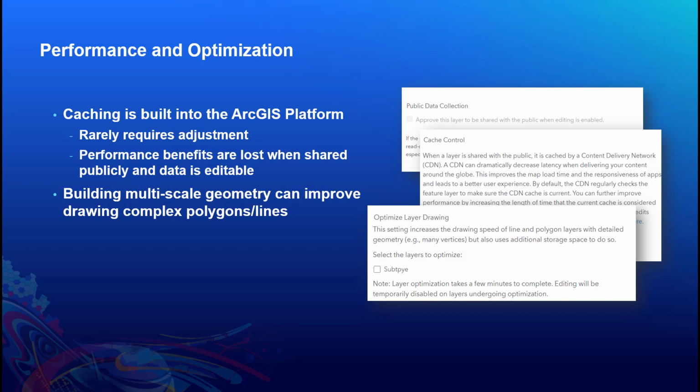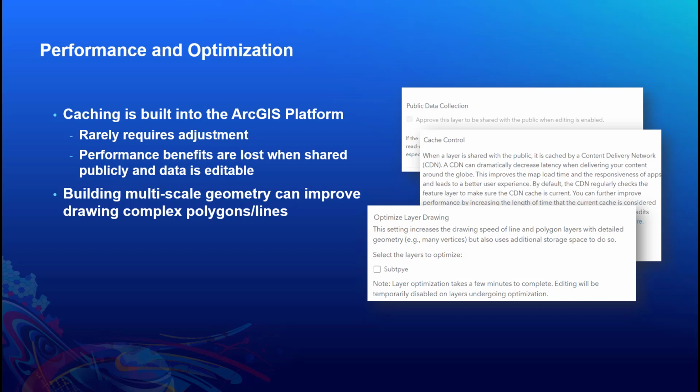And so we do have a new setting on the feature layers item page where you actually have to approve the layer to be shared to the public when it's editable, just to kind of force that extra checklist and steps to make sure that you don't accidentally share something editable you don't intend to.